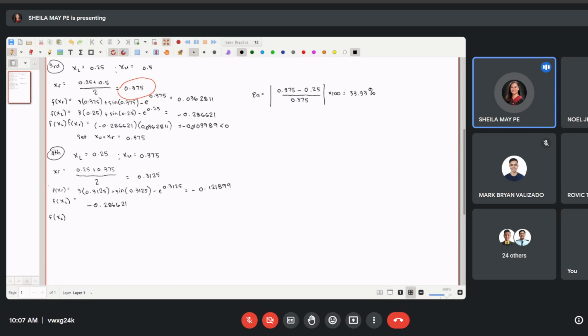Now for the evaluation, that's negative 0.286621 multiplied by our negative 0.121899. So that would be 40.